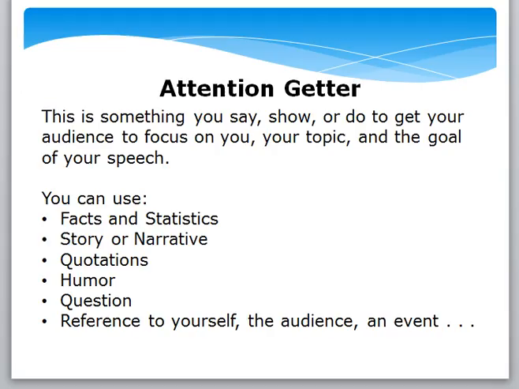First, we have the attention getter. This is something you say, show, or do to get your audience to focus on you, your topic, and the goal of your speech. Now, there are a variety of different things that you can use to get your audience's attention. You could use facts and statistics. You could tell a story or a narrative. You could use quotes. If you're funny, you can use humor, but make sure the joke is in good taste. You could pose a question, a rhetorical question, or you could reference yourself, the audience, an event that happened. There are a variety of different ways to grab your audience's attention.